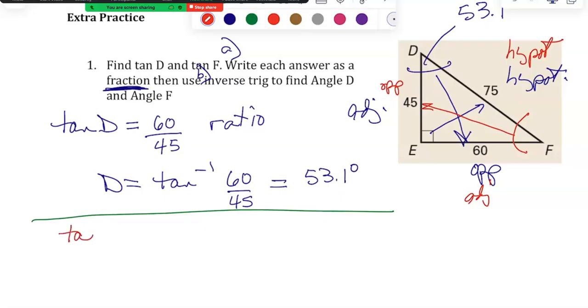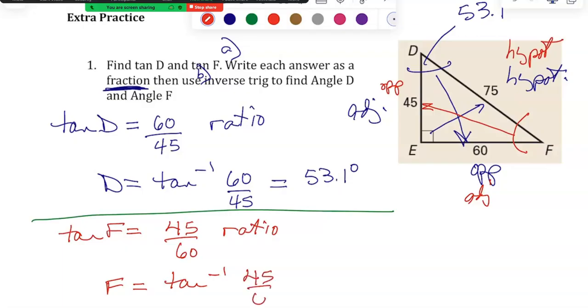I want the tan of F as a ratio. It is opposite over adjacent. Notice it's the inverse of the ratio of tan D. Now let's get angle F. Angle F equals tan to the negative 1 of 45 over 60, and you should be getting an angle of 36.9 degrees.